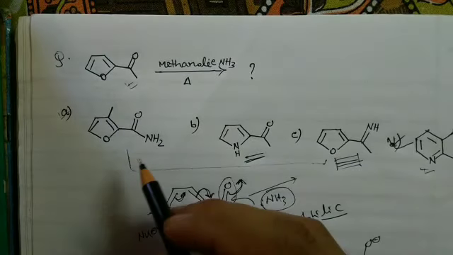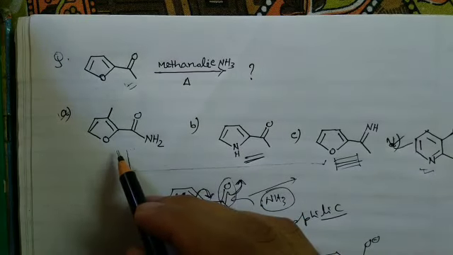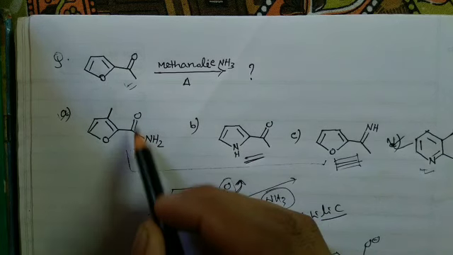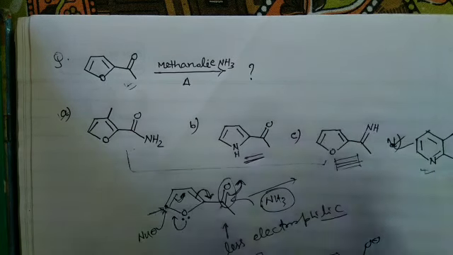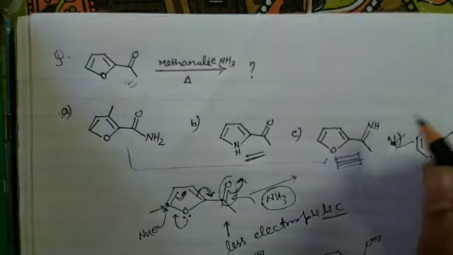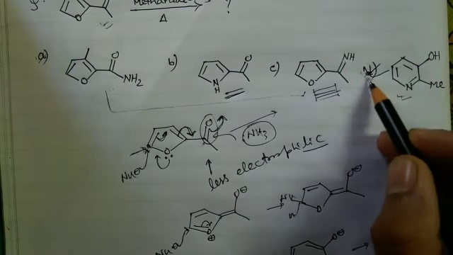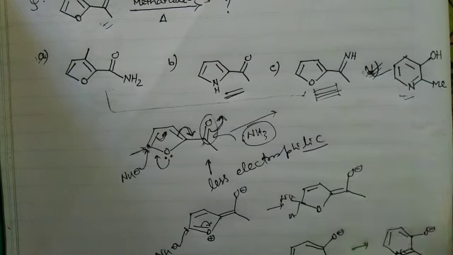And if you talk about this product, there is no possibility, because this is quite a weird product, and you can see this methyl group from here is shifted to here, and this looks quite impossible. So the most probable product is option D. So option D will be the correct answer.